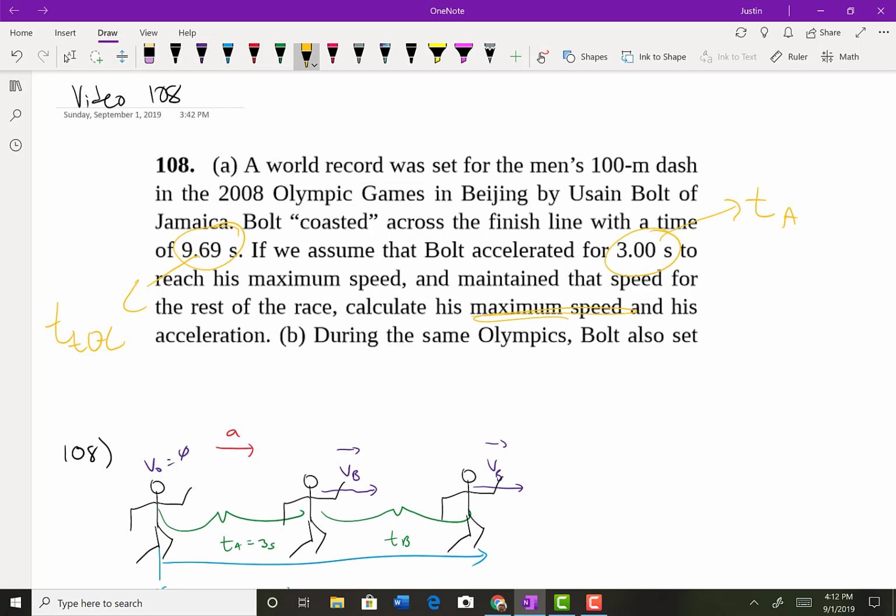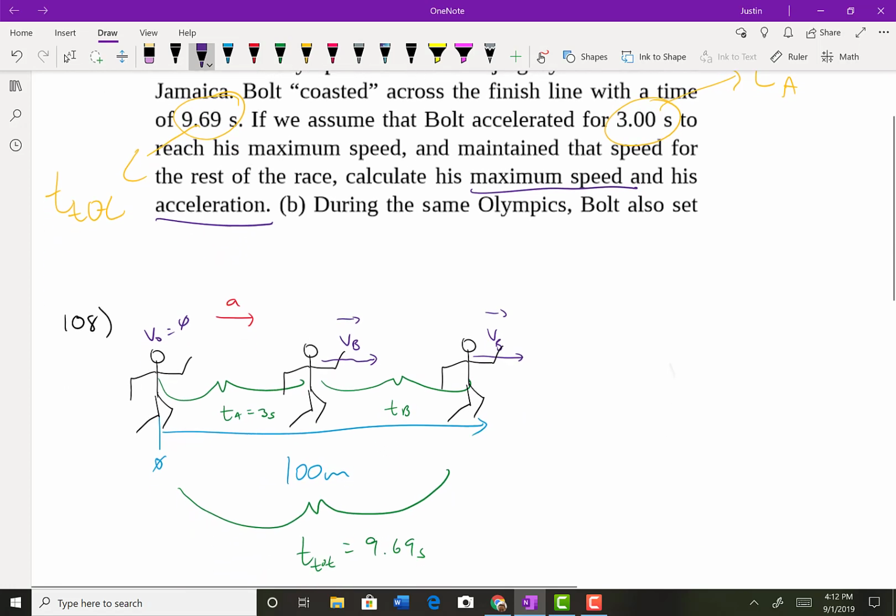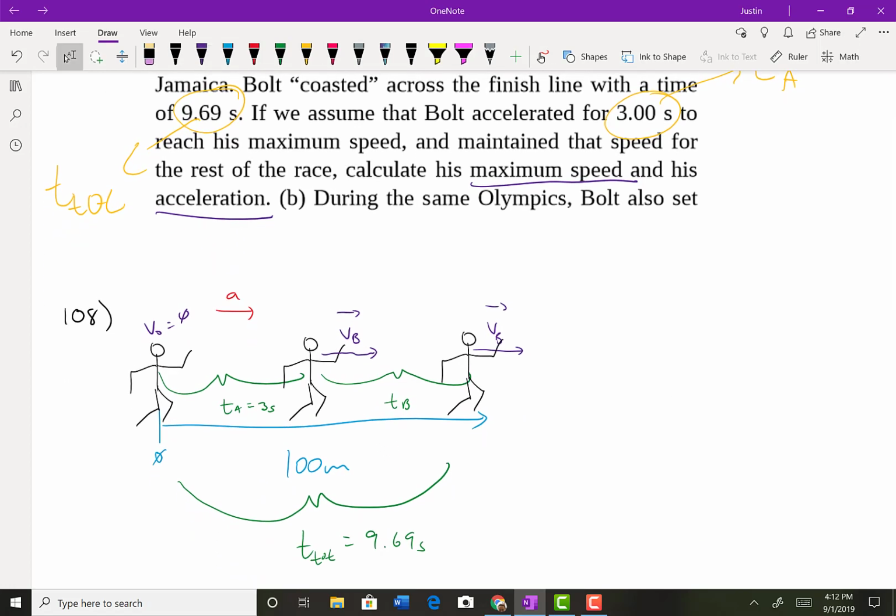So maximum speed and acceleration, that's what we want to find out. Maybe do that in a bit of a different color. Boom, boom, maximum speed and acceleration. So first thing you're going to want to do is probably draw a diagram of some sort. Here's what I drew right here.